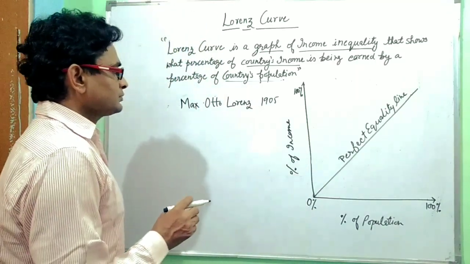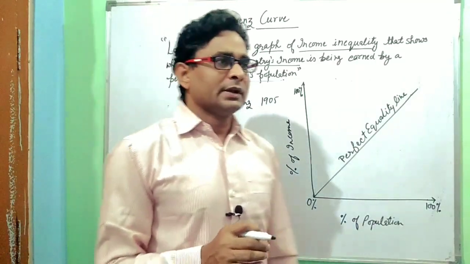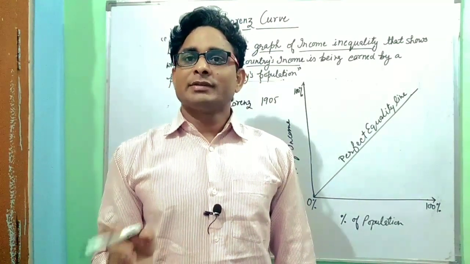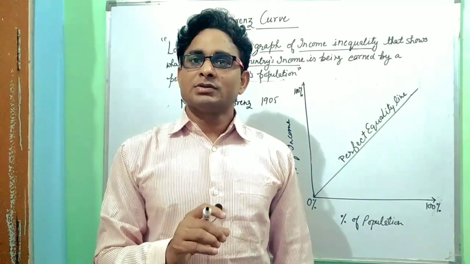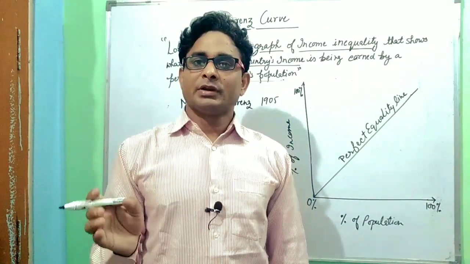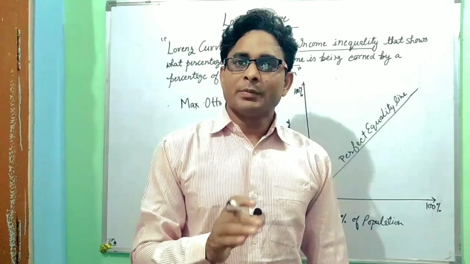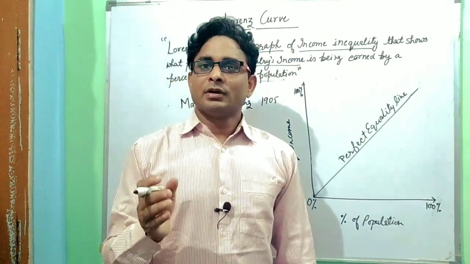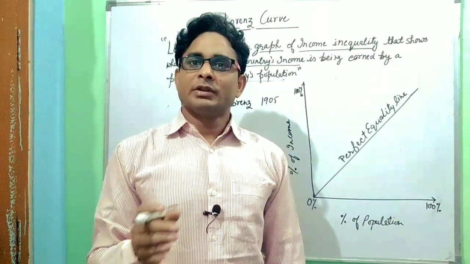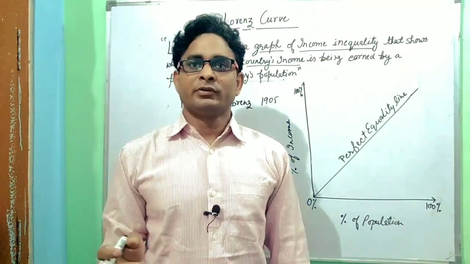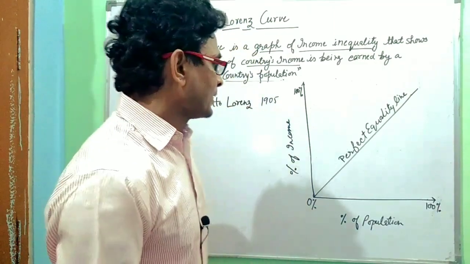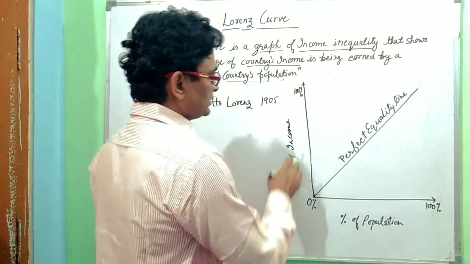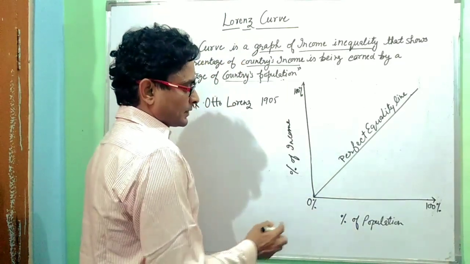Suppose that 10% of the country's population has only 5% share in the national income, then we can say that there is inequality in the society. If 40% of the country's population has only 10% share in the national income, in the same way we can also say that there is less even distribution of the income in the society and more inequality in the society. So to understand the concept of Lorenz curve, let us move to this graph.